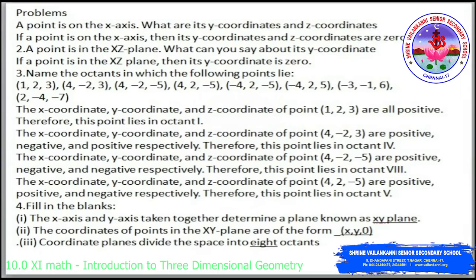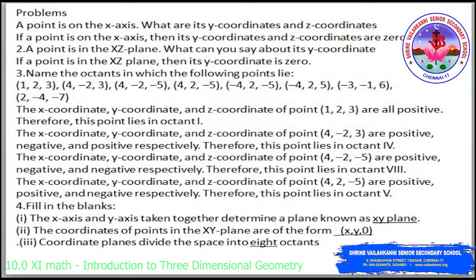Then the third point is (4, -2, -5). Here x is positive, y and z are negative. That is, it lies in the eighth octant. The fourth point is (4, 2, -5). Here x and y are positive and z is negative. Therefore, this point lies in the fifth octant. So we will move to the fourth question.